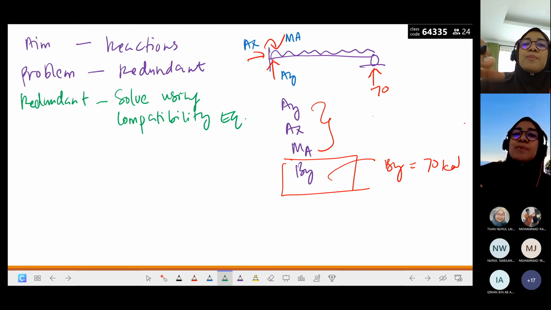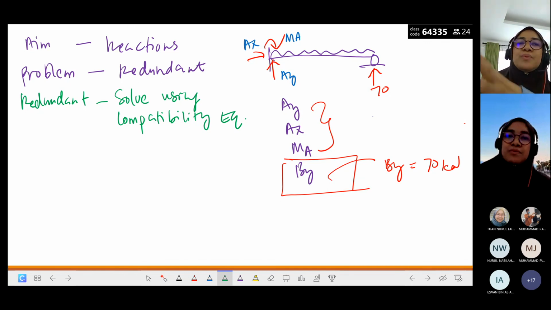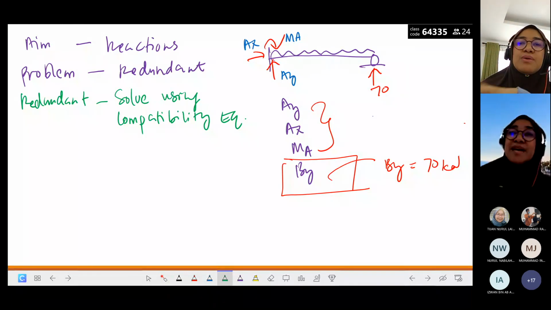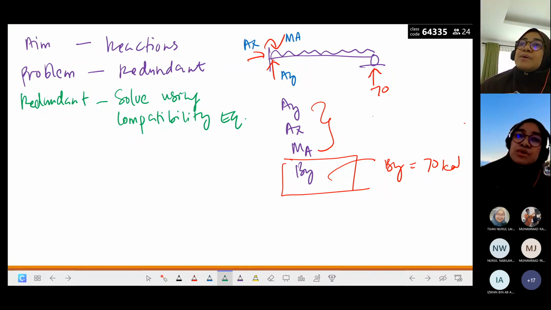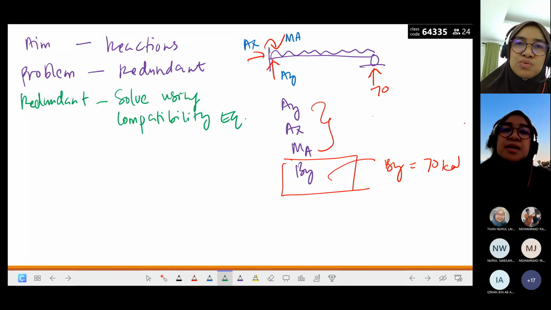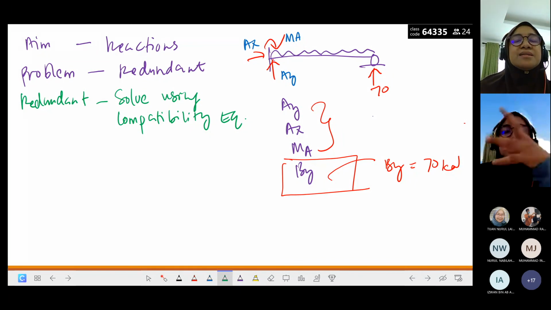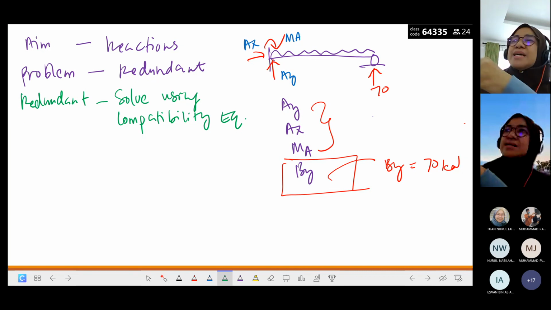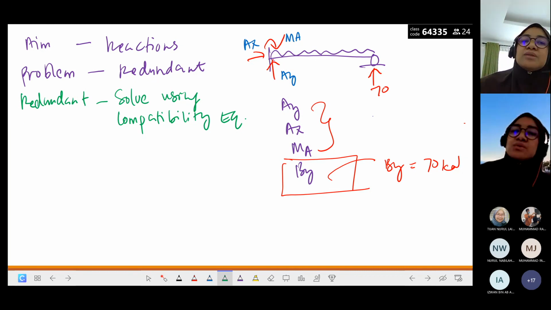The problem is for beam we have redundant. We have redundant in the system. Because if we know the redundant value, we can solve the remaining reaction using equilibrium equation as usual. So what is the method? What we need to do with redundant? We need to solve redundant using compatibility equation.